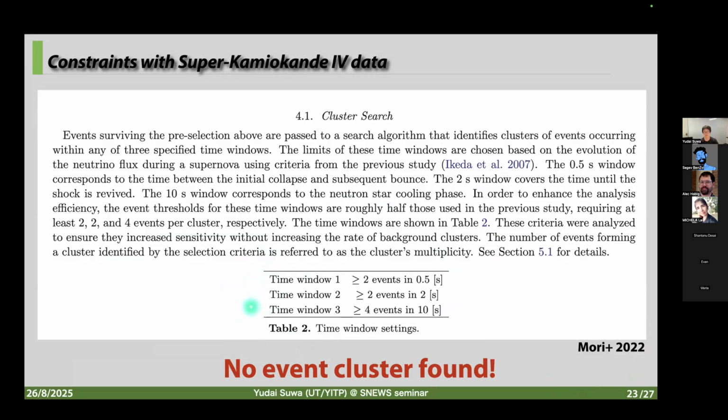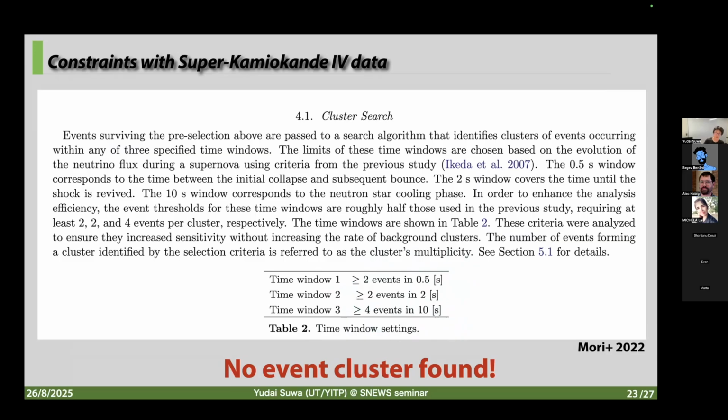They tried 3 different time windows. In time window 1, they were looking for a 2-event cluster within 0.5 seconds. In time window 2, they were looking for 2 events within 2 seconds. And in the third case, 4 events within 10 seconds. With these different event selection criteria, they found nothing. So maybe the largest possible detection number would be smaller than 2.